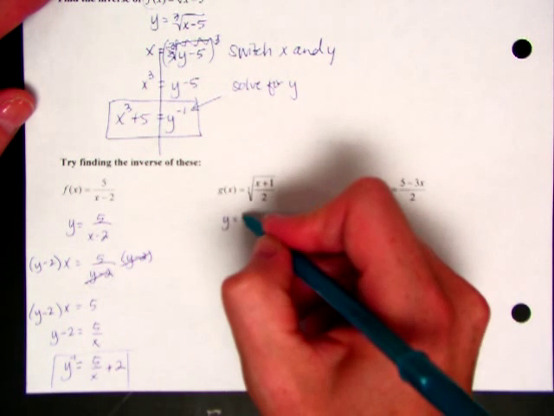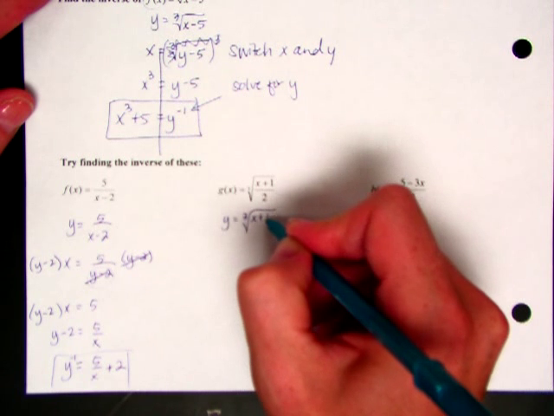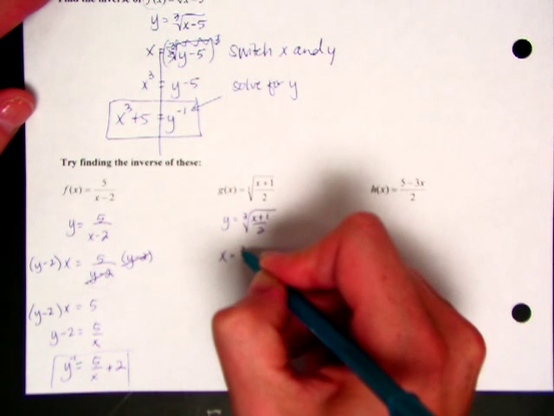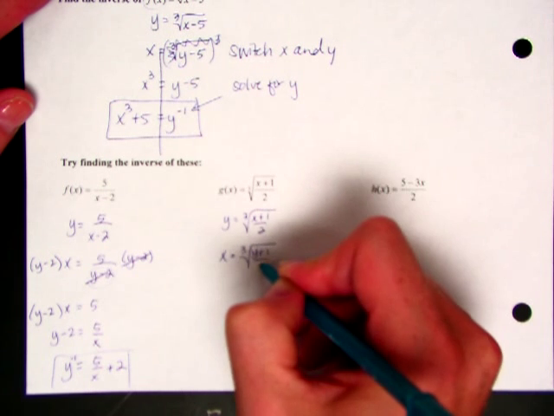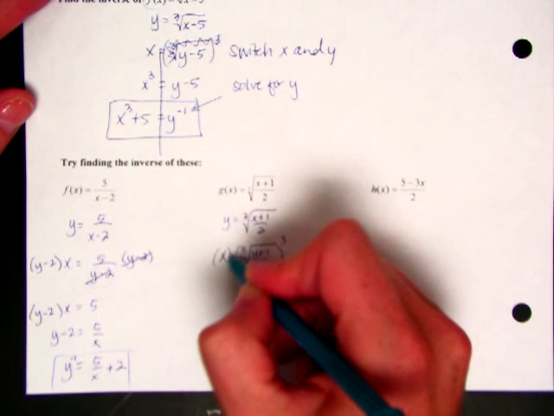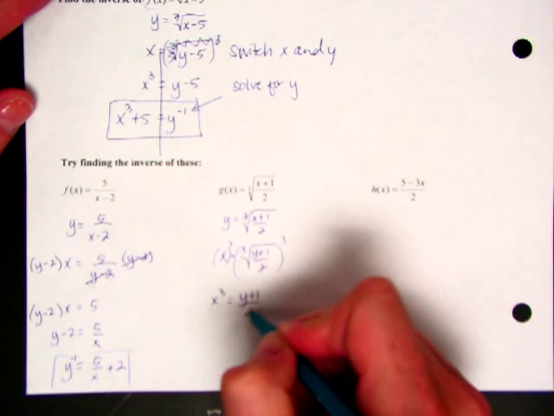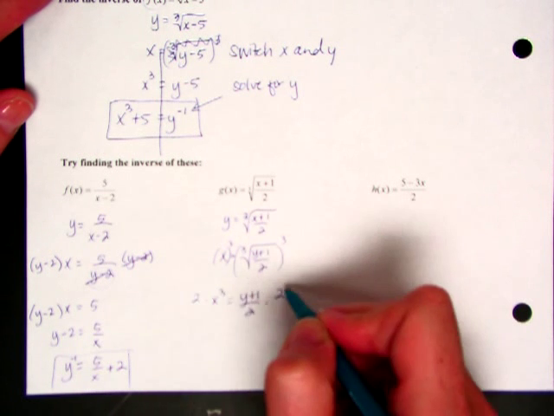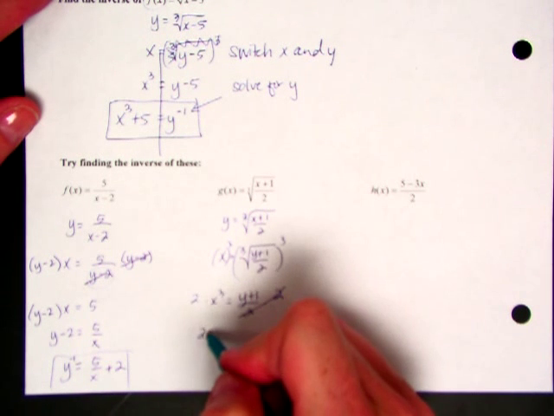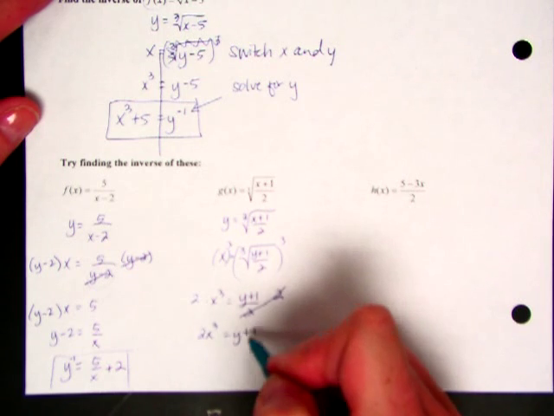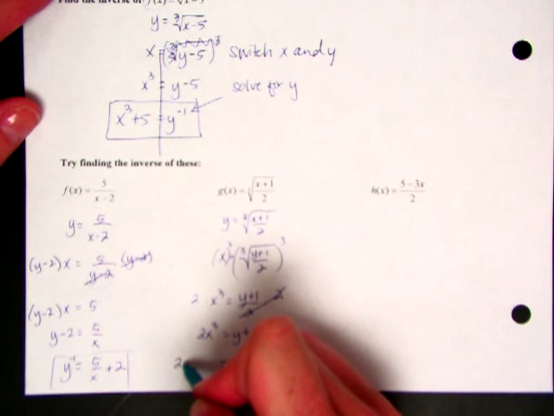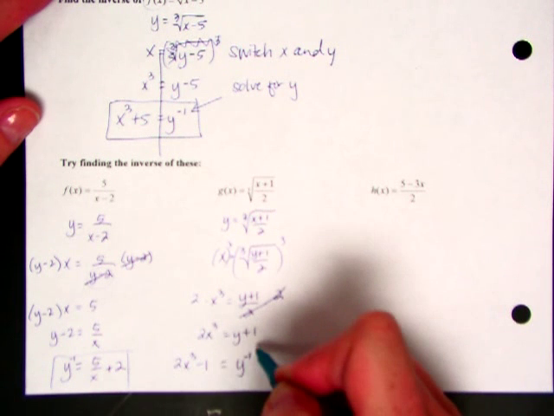Here we've got the y equals the cubed root of x plus 1 over 2. I'm going to switch places. The first thing we're going to do is cube. That undoes a cubed root. We're going to multiply both sides by 2 to get rid of the fraction. And then we're going to subtract 1. And that is our inverse.